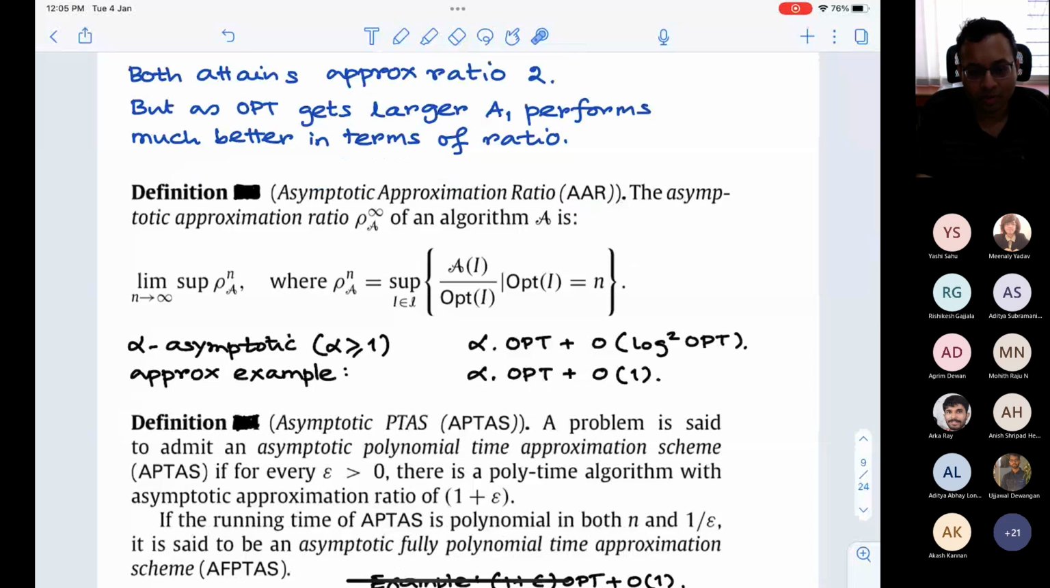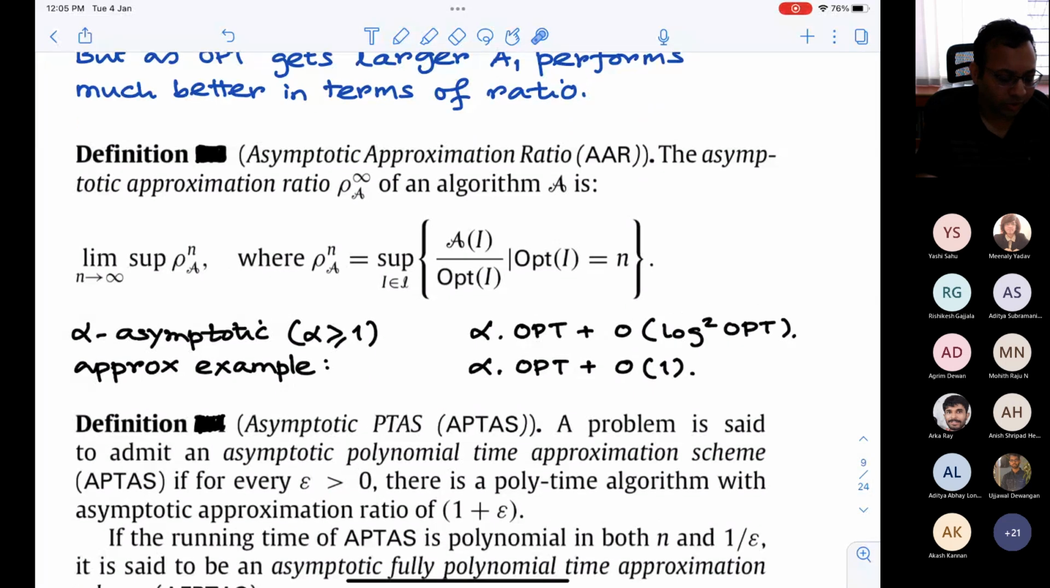So in computer science, we talked about asymptotic runtime. So this is also a good notion to consider in the asymptotic sense. So what is the asymptotic ratio? Okay, there is some complicated term. We'll go over them. So let's parse this one by one. So first look at this quantity. What is it saying? It's saying the ratio of A(I) by OPT(I), basically for input I, what is the ratio of the algorithm solution and optimal solution, given the optimal solution is n. Okay, this is the condition.